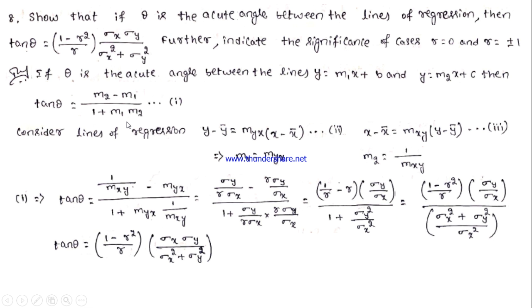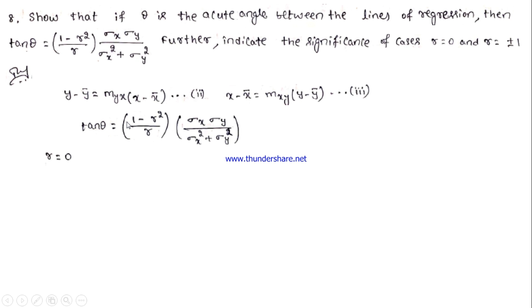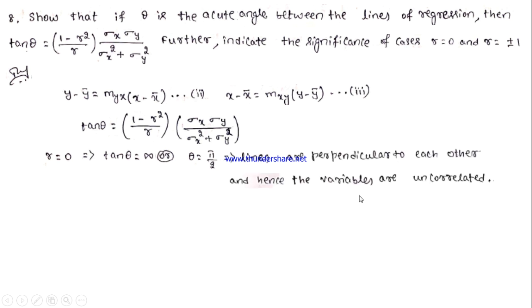Okay, now let me look into the significance of these cases. Case number 1, if my r is equal to 0, in that case tan theta becomes infinity. If that is the case, theta is what? Pi by 2, which means the angle between the two regression lines is what? 90 degrees. They are perpendicular, which means the variables are uncorrelated. That is what it means. When I was talking about the correlation coefficient, I explained you there itself. If the value of r is equal to 0, then the two variables are uncorrelated.